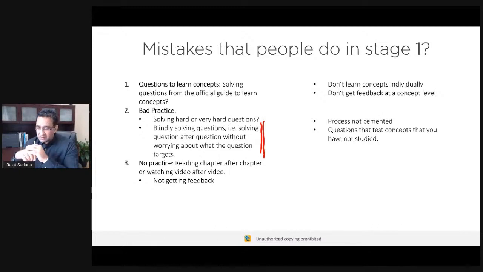And the third thing, which is again, people who primarily read using books, or even when you're watching video, they read chapter after chapter after chapter, or they watch video after video. They really say, hey, I'm going to finish all the learning theory in 2 days, and then I'm going to just solve questions. And that's my way to success. No, you don't hit 90th percentile.